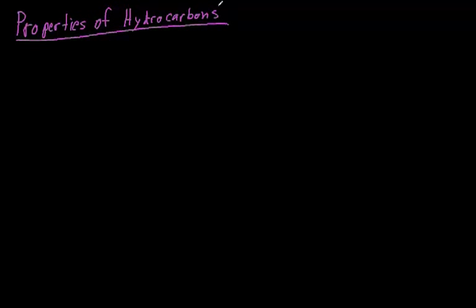So there are three main properties that you need to be aware of for taking the test. The first one is trends in boiling point. Now, as you probably know, boiling point is the temperature at which a liquid goes into the gas phase. But for the OChem section, you need to be aware more of the trends in boiling points in hydrocarbons. So let's take an example.